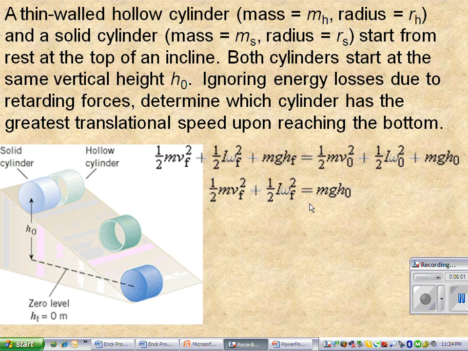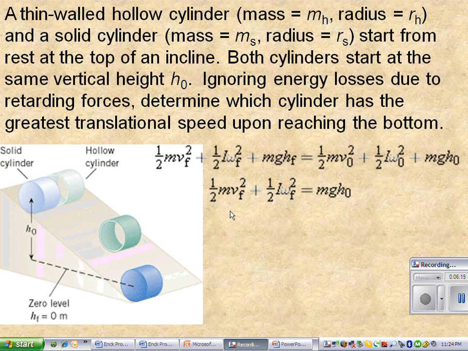If you look at the equation to explain this, on the left-hand side, you'll see the total energy final, and on the right-hand side, you'll see total energy initial equals each other. It's the translational kinetic energy, then you have the rotational kinetic energy, and you have mgh.